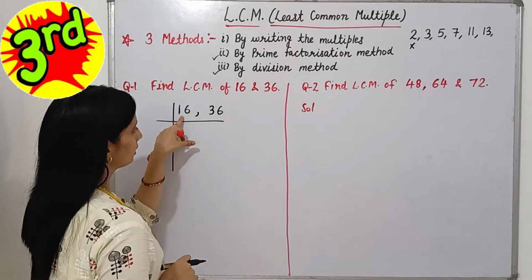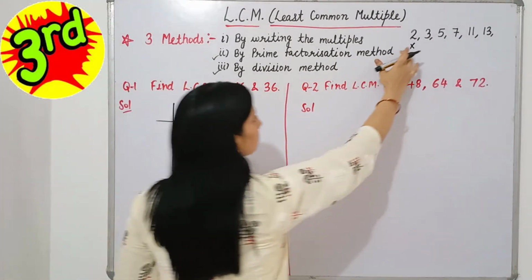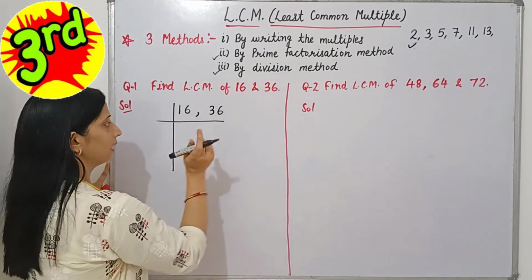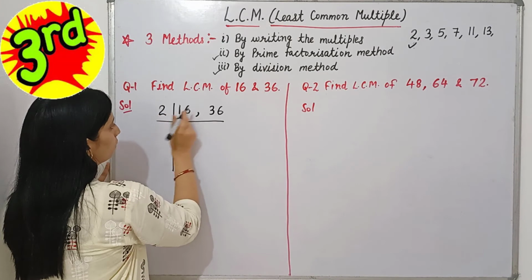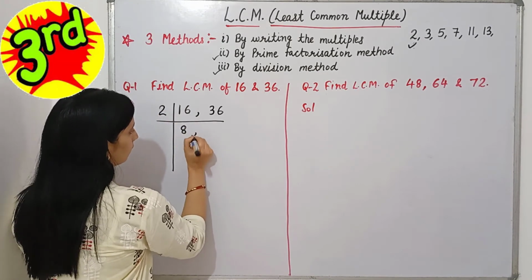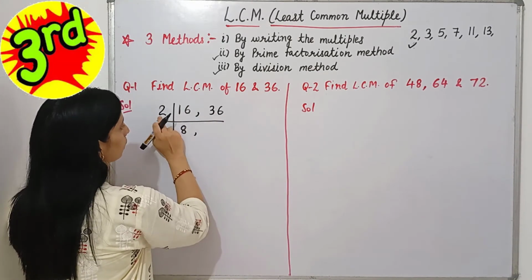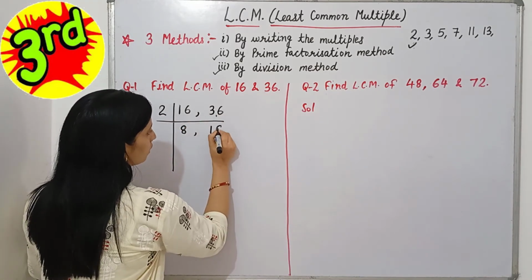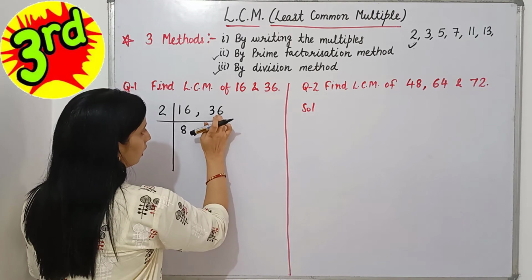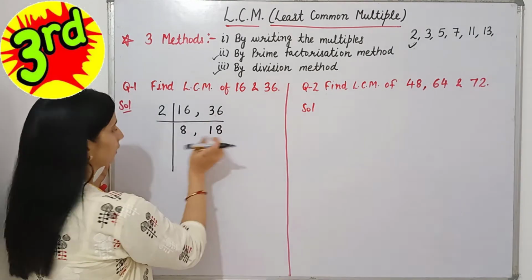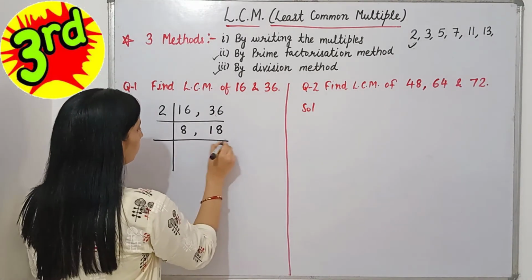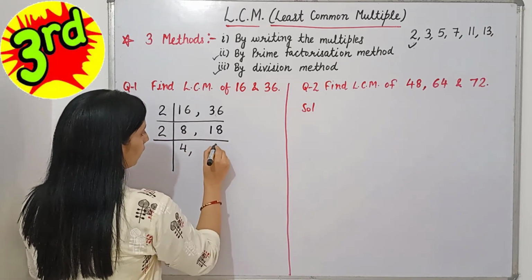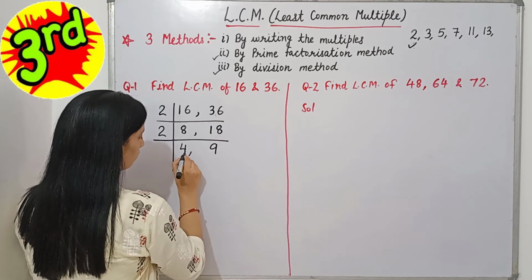So you can see 16 and 36 are both divisible by 2 here. So we will divide 16 and 36 by 2. 2 eights are 16, we will get 8 here. And when we divide 36 by 2, we will get 18. 2 ones are 2, 1 is left, 2 eights are 16. Now again 8 and 18 are divisible by 2, so we will divide by 2. 2 fours are 8 and 2 nines are 18.